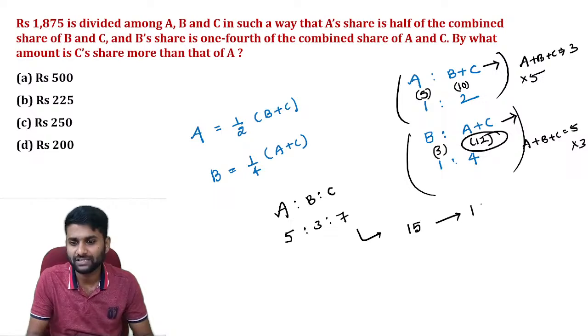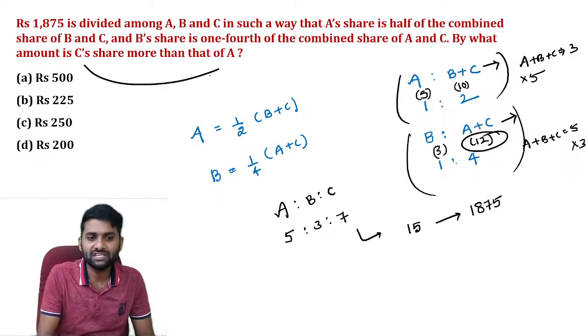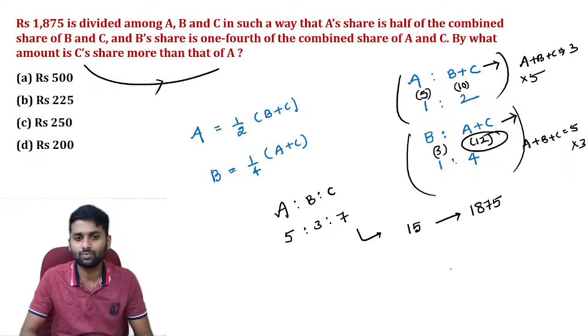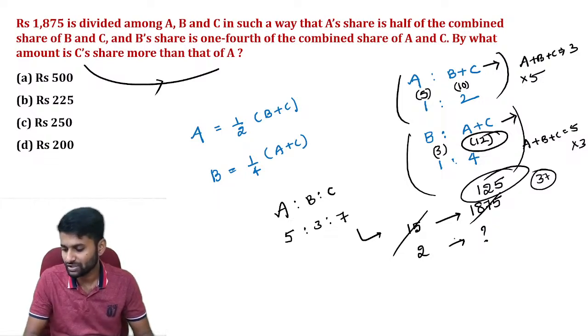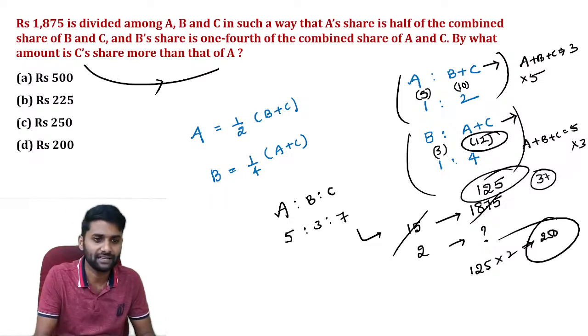If 15 units is 1875. Here the question: C's share is more than A's. C's value is more than A's by 2 units. Then 2 units is equal to how much? Go through the cancellation here. 15 ones are 15, 15 twos are 30, 15 fives are 75. Now each unit value is 125. If 125 is multiplied by 2, then it becomes 250.